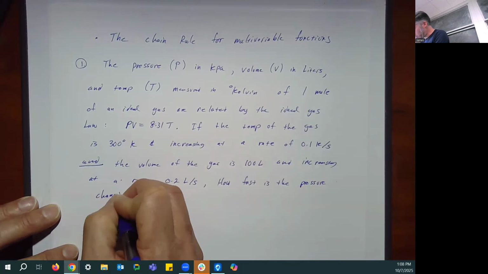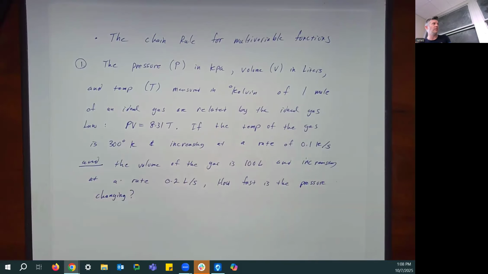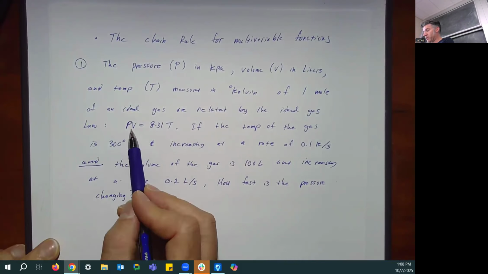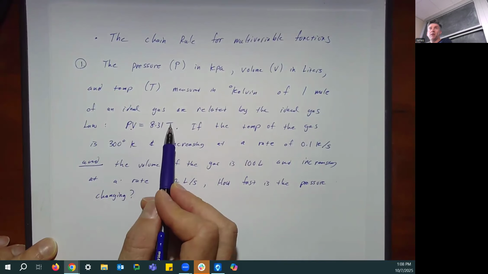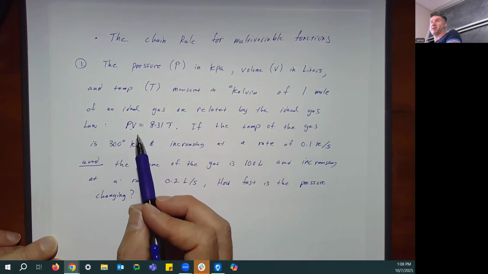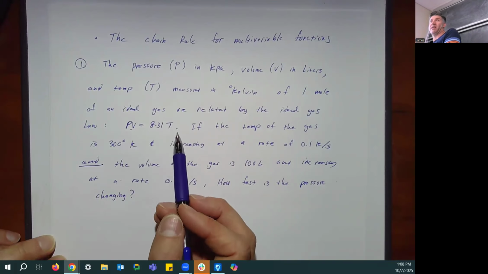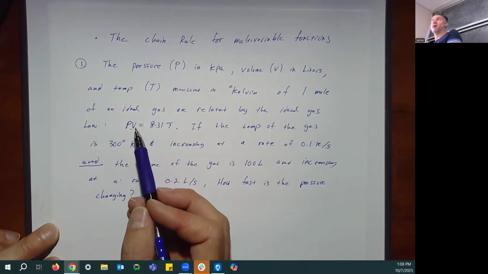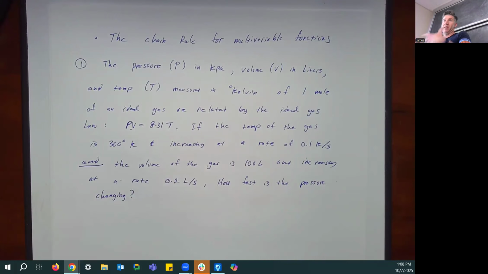Maybe a more accessible question is: is the pressure increasing or decreasing? We don't know yet, right? Because if the volume is increasing and the temperature is increasing, the pressure might need to be increasing to keep up with how fast the temperature is increasing, or it might need to be decreasing because the volume is increasing fast enough to kind of overcome how fast temperature is increasing. So we really don't know.